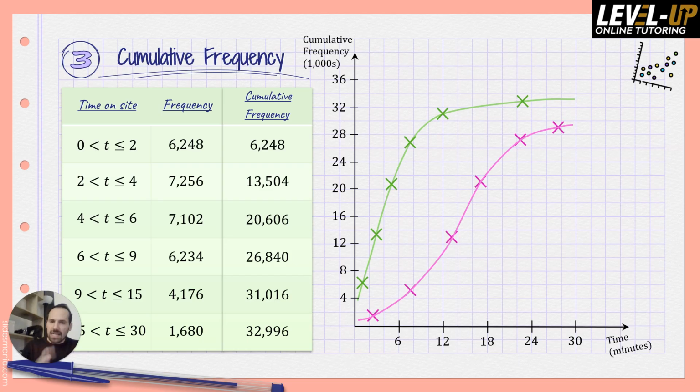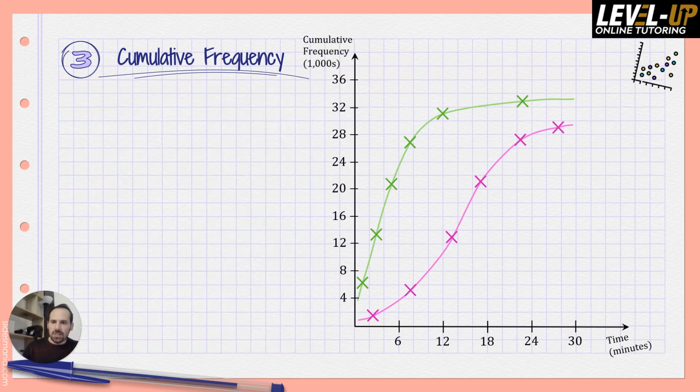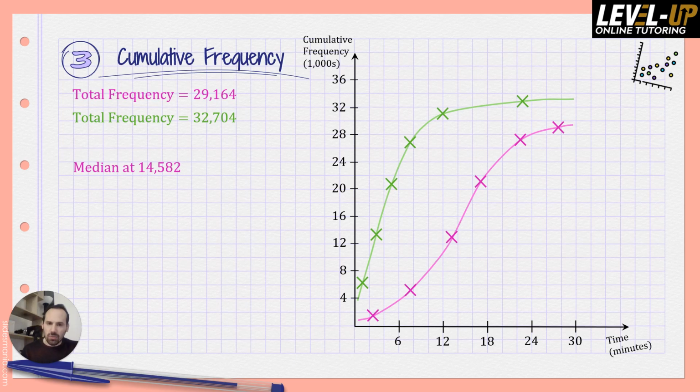So, for example, we've got the total frequencies of each, and the median for, say, the pink one is going to be at the 14,582 point of the cumulative frequency. So what we do is we find that on the y-axis, and we read across and then read down, and that will give us an estimate for the median, which will be about 13.9 minutes. So this is a great way to get an estimate for the actual value of the median, not just the category that it's in.